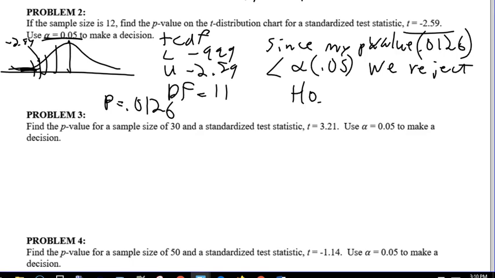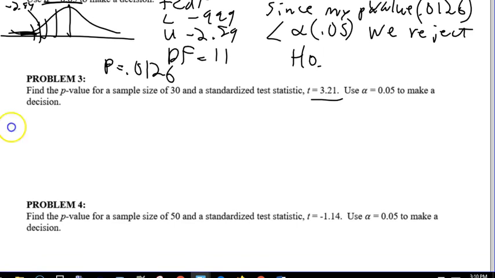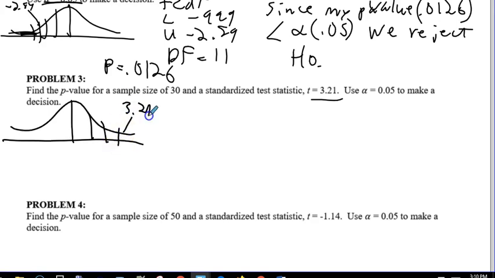Problem 3, almost same thing, but notice my t is positive. Okay? So for this one, here's my 0, 1, 2, 3. 3.21 is past that border. It's this very small part of the tail. Okay? It's positive.